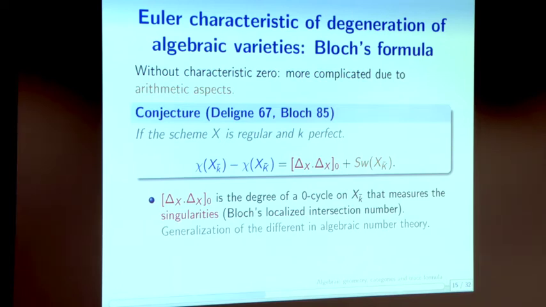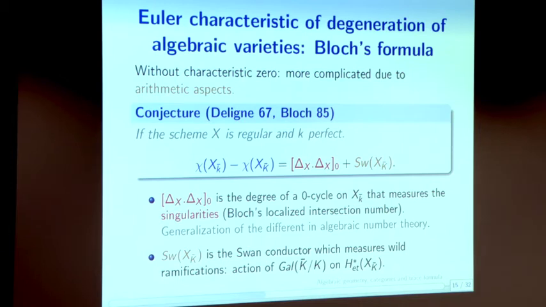So here, the red part is the degree of a zero cycle constructed on the special fiber. And this zero cycle measures the singularities of the map from X to S. So it's called Bloch's localized intersection number, and it's a generalization in higher dimension of something called the different. You know, in algebraic number theory, when you have a ring of integers, there is a cycle which measures the ramification of your extension from Z to the ring of integers, which is called the different. This zero cycle here is a higher dimensional generalization of this different. I'm not going to give you a construction of this. It's complicated. I'm going to give you another interpretation later.